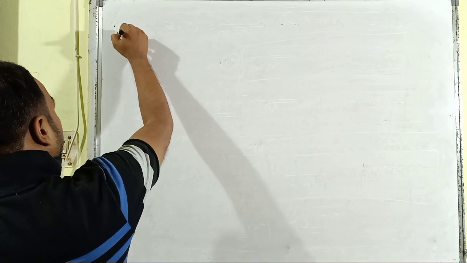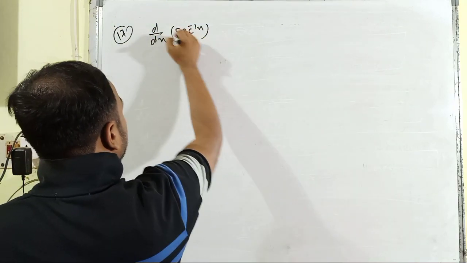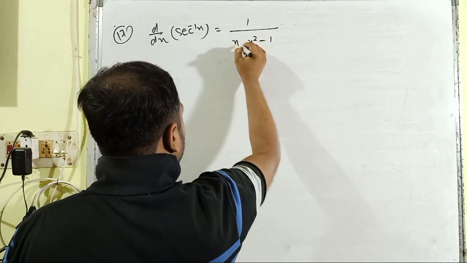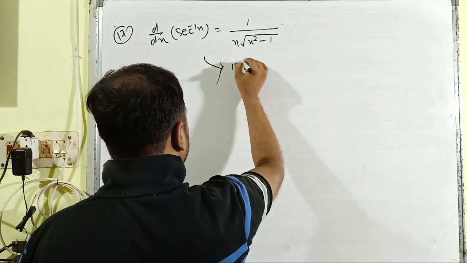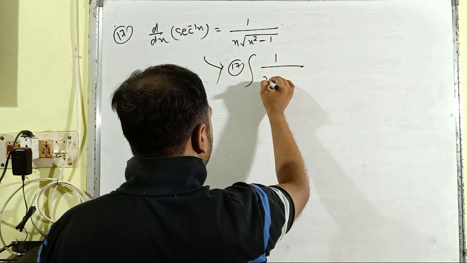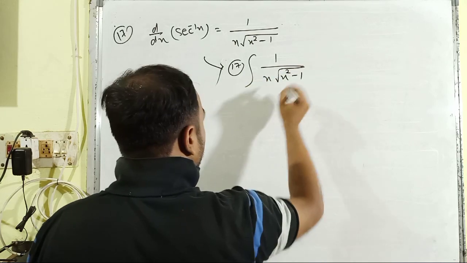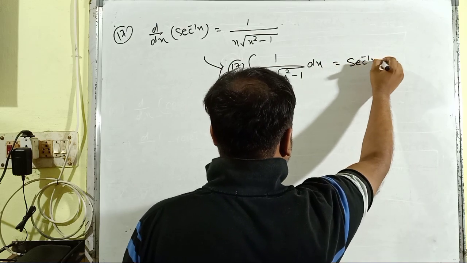Then moving towards the 17th formula, differentiation of sec inverse x, and it is 1 upon x multiplied with the square root of x square minus 1. So by reversing this condition, we are getting the 17th formula of integration, and this is integral of 1 upon x multiplied with the square root of x square minus 1 with respect to x, and it is sec inverse x plus c.